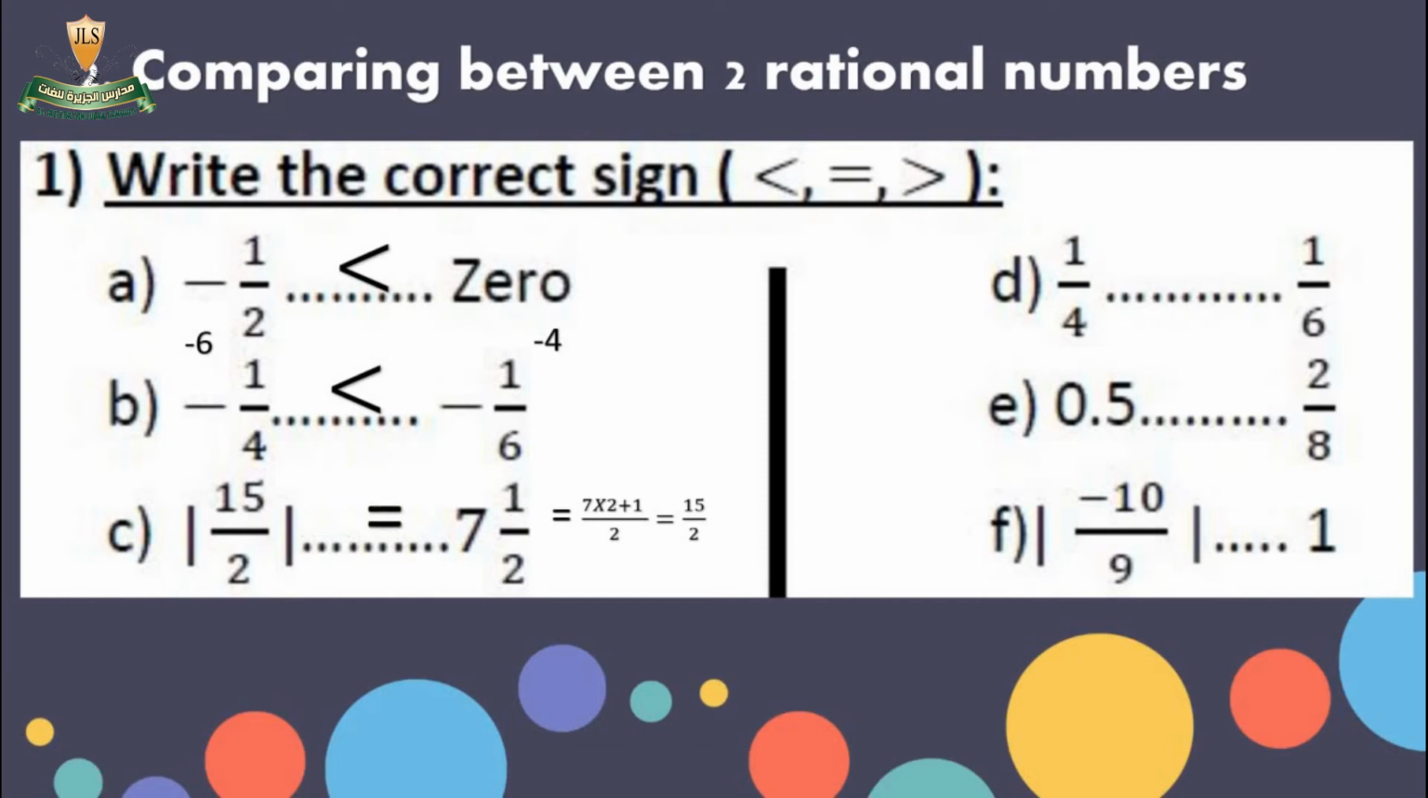Okay, after that, 1 over 4 and 1 over 6. Make the cross multiplication.